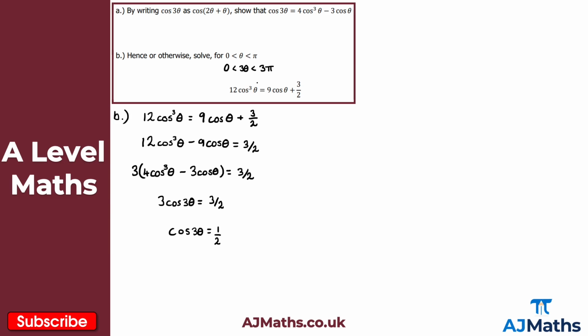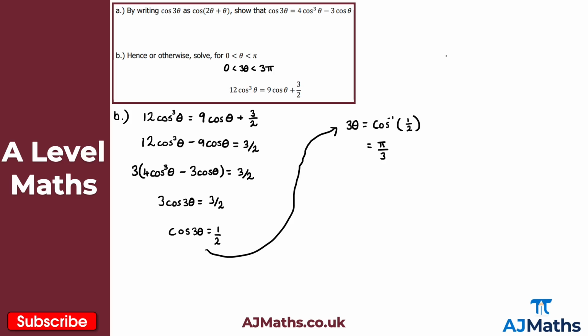From here, now we can take cos inverse of both sides. So 3 theta is equal to cos inverse of a half, which is equal to pi over 3. Just to ensure that you're working in radians, working between 0 and 3 pi, we get pi over 3 there.